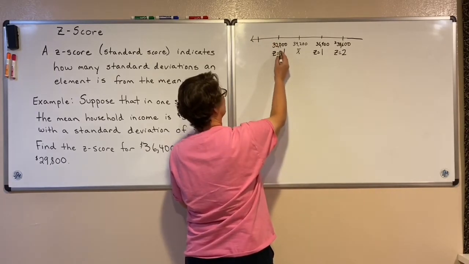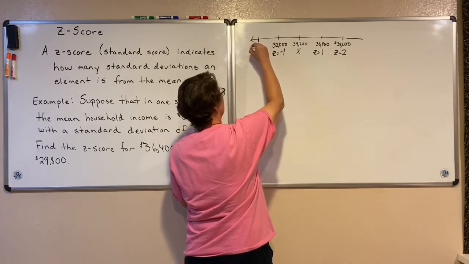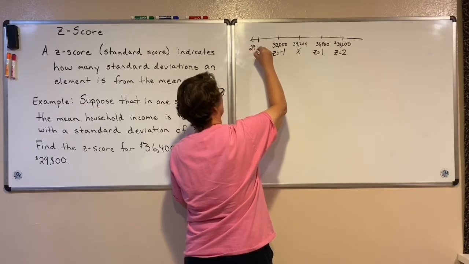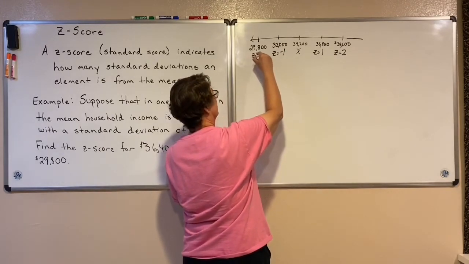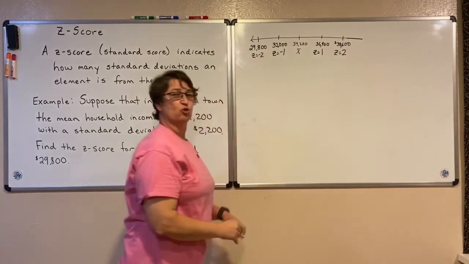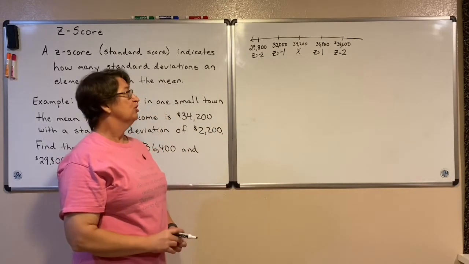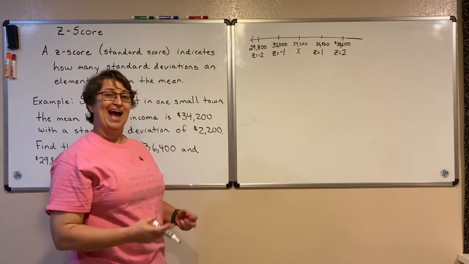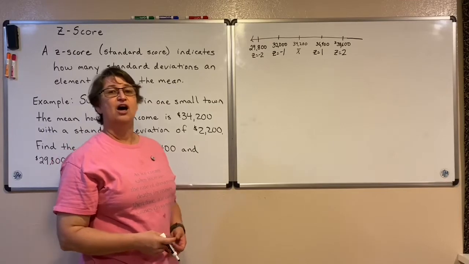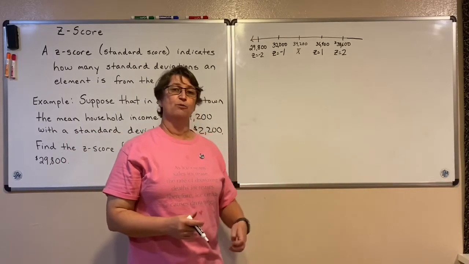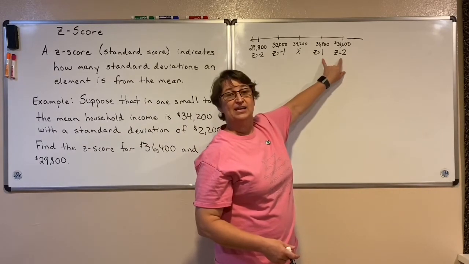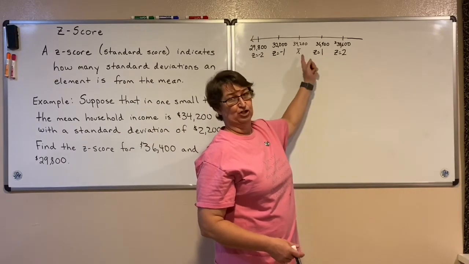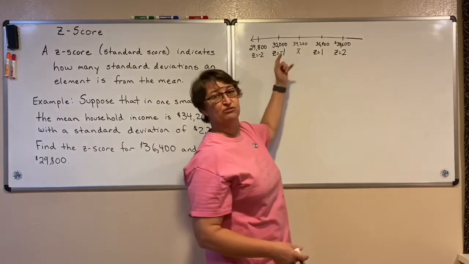If I subtract another 2,200, I'm at 29,800. That number is 2 standard deviations below the mean. So its z-score is -2. So that z-score just tells me how many standard deviations a number is above or below the mean. Notice that my positive numbers mean that it is above average, whereas my negative numbers tell me that a data value is below average.